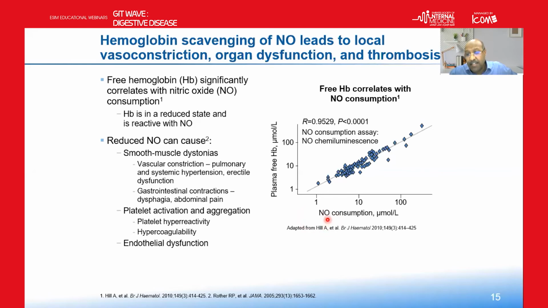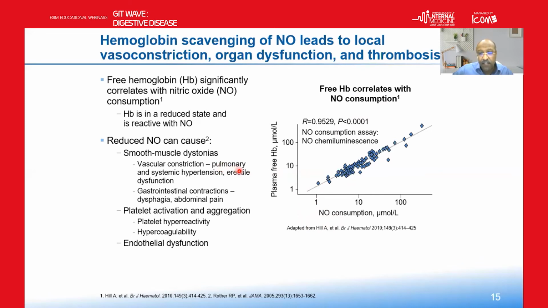What Anita Hill and her group did was measure the free hemoglobin level and the level of nitric oxide consumption. And what they found is a direct correlation between the level of the free hemoglobin and the reduction in nitric oxide. And this is very important for PNH patients because nitric oxide is a vasodilator, a smooth muscle relaxant.